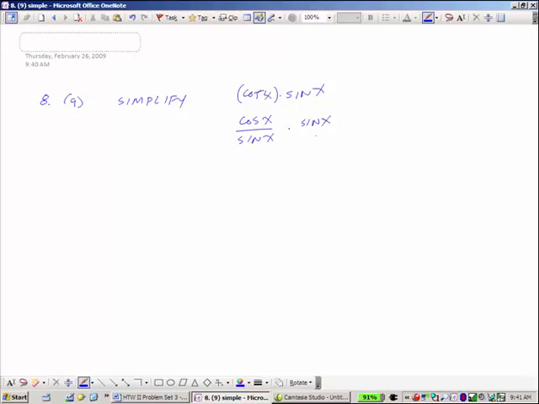And now, when I multiply these, what happens with the sine x's? They reduce, right? Sine x over sine x is 1, and I'm left with cosine of x. So A, you could write it cotangent times sine x. A simpler way of doing it is cosine x.